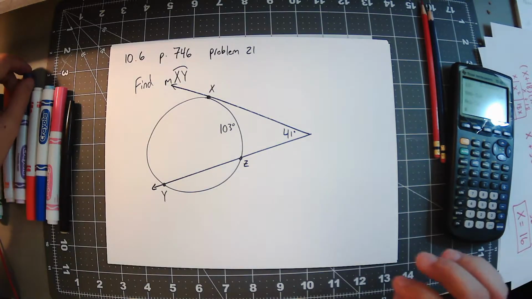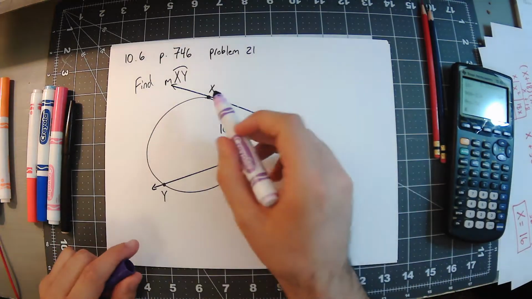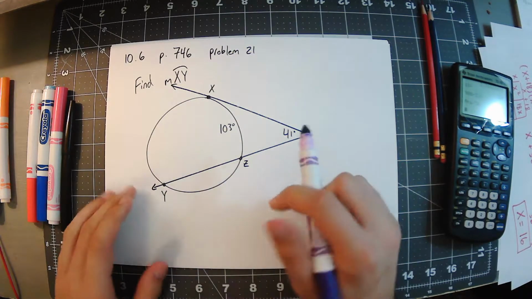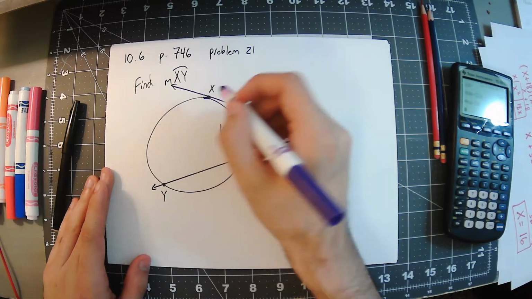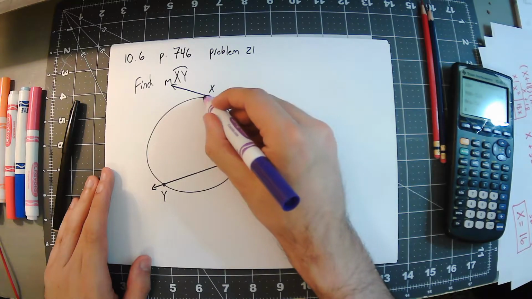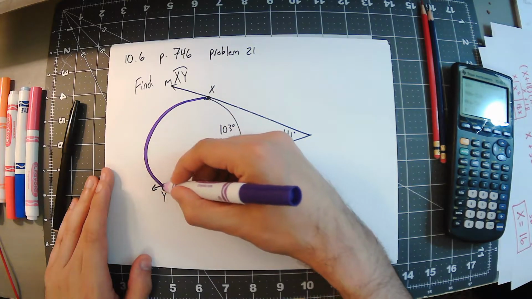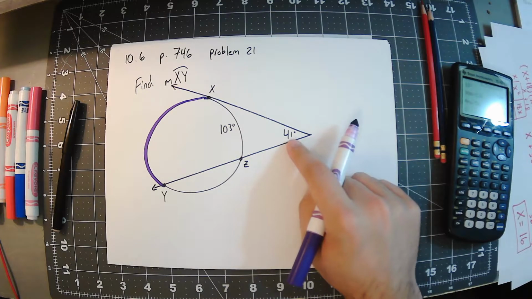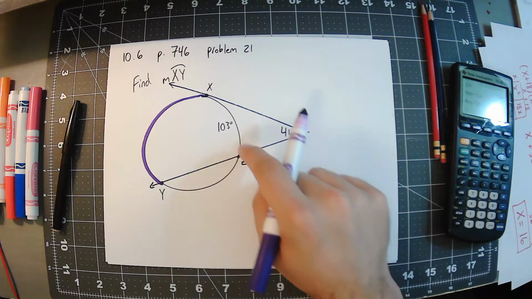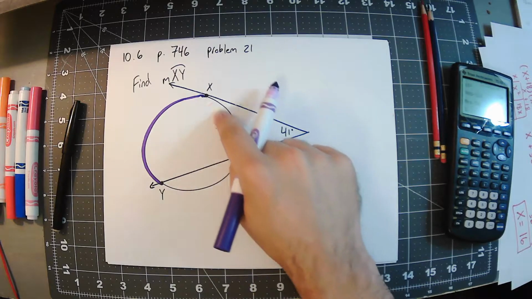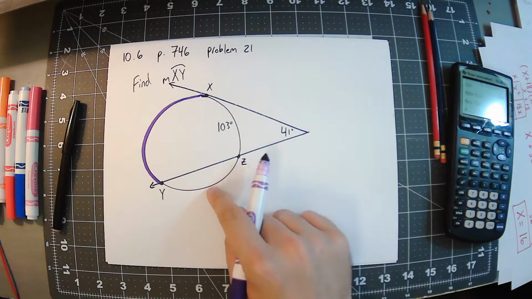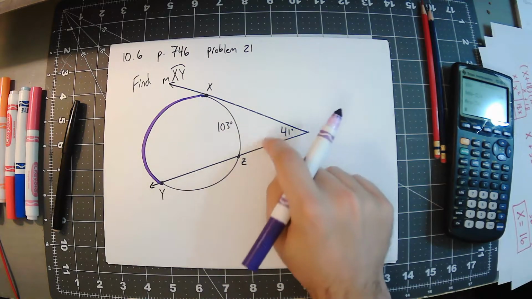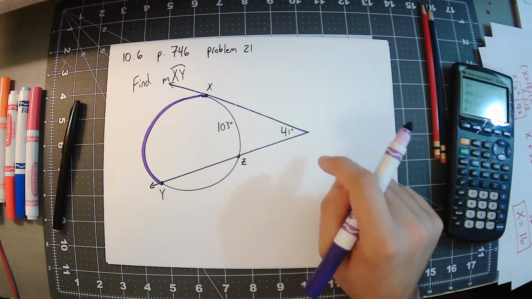Purple. All right, we're finding the measure of arc xy. We know it's an arc because it's written right there. Arc xy. And what we're going to do is go the close way around. That is this piece right here. We have this outside angle being 41 degrees, this inside arc being 103, and we don't know this. So we want this. And so we're going to solve this.